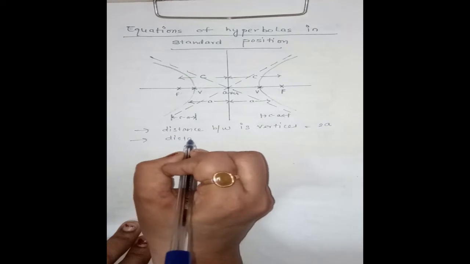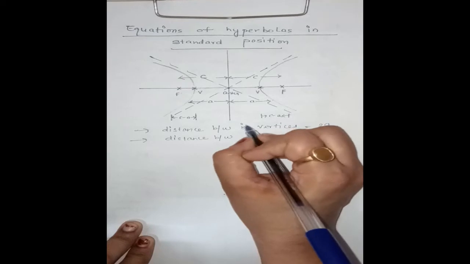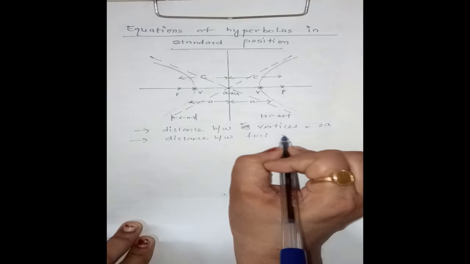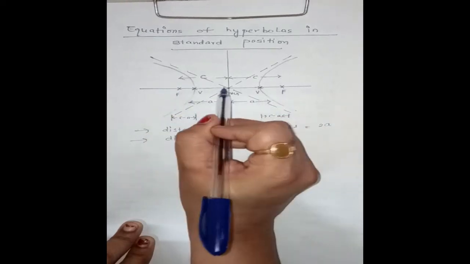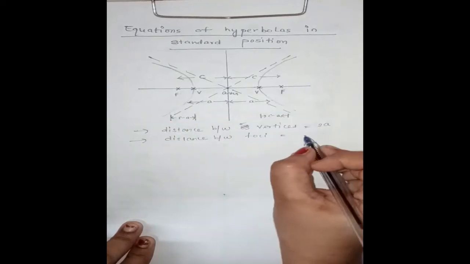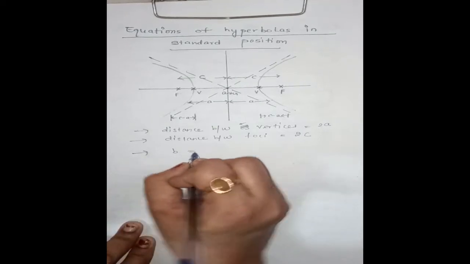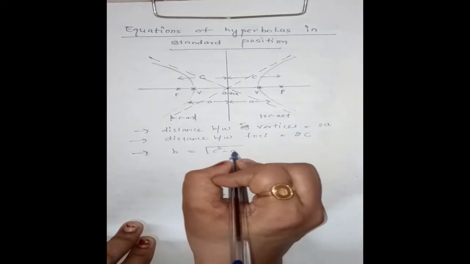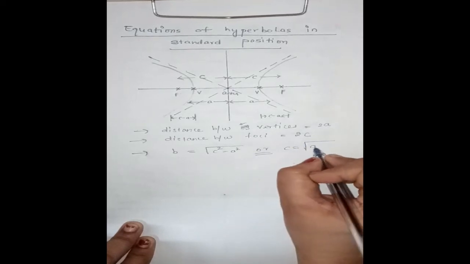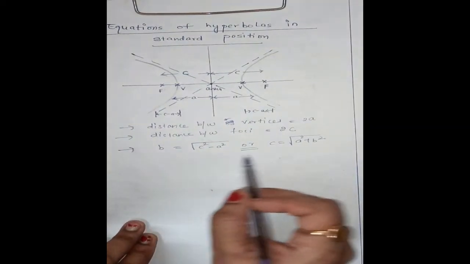The distance between the foci: this distance is c, this distance is c, so the distance between the foci will be 2c. Okay, and we have b is equal to under root c square minus a square, or we also have c is equal to under root of a square plus b square. This is the relation between a, b and c.